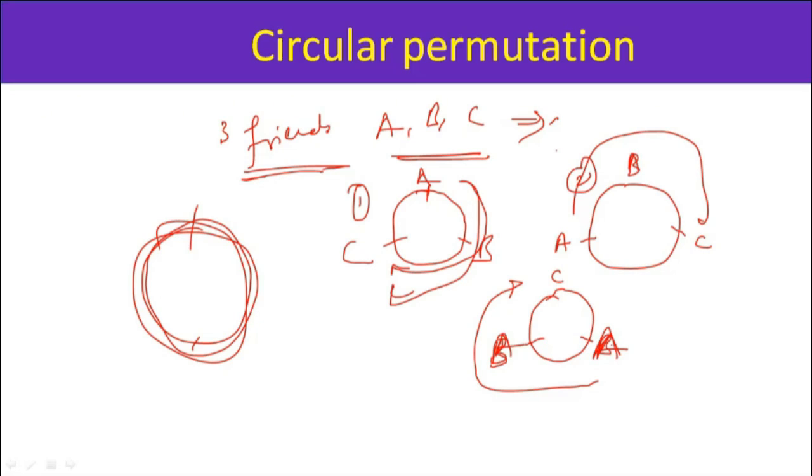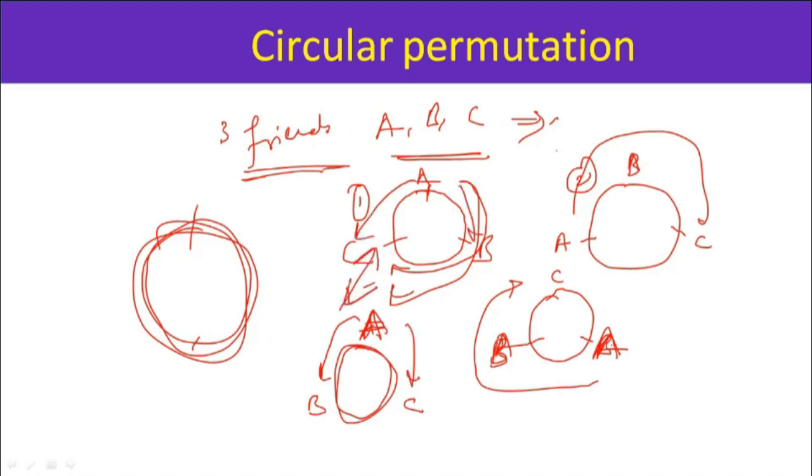The only case that would be different is if you consider A, C, and B. Now this is a different case because let's consider a guy who's sitting here, A. On the right hand side of A, you have B, and on the left hand side, you have C. In the first case, on the right hand side, I had C, on the left hand side, I had B. So these 2 cases are different. Otherwise, all the cases are actually same. So the answer to this question is not 3, it is actually 2. You have only 2 cases when it's a circle.